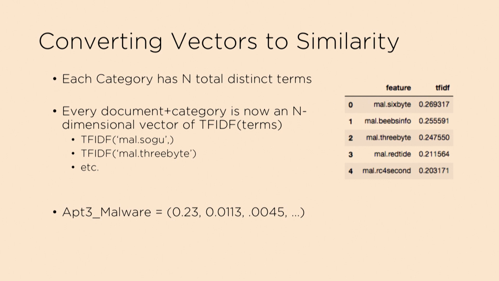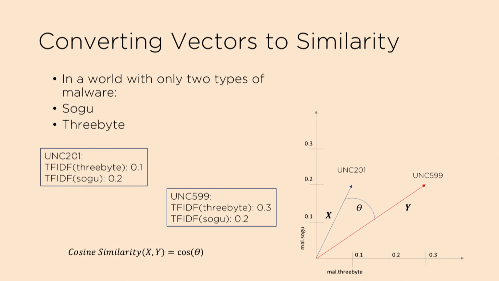So that's one thing I wanted to be clear about. Every document plus category becomes its own vector. So for example, in a world with only 2 types of malware, which would be great, if UNC201 had these values for 3-byte and SOGU and UNC59 had those values, we could represent them as those 2 vectors. And then we'd use the cosine similarity to measure essentially how parallel they are, or how much they're pointing in the same direction.